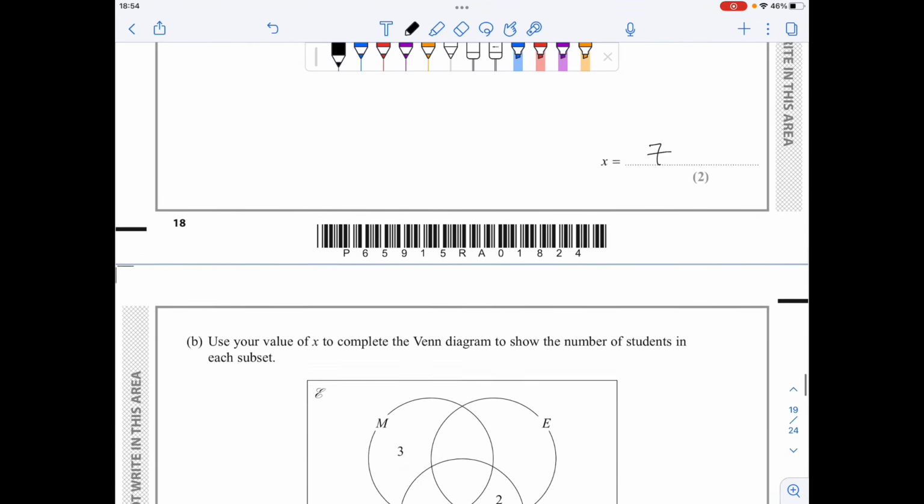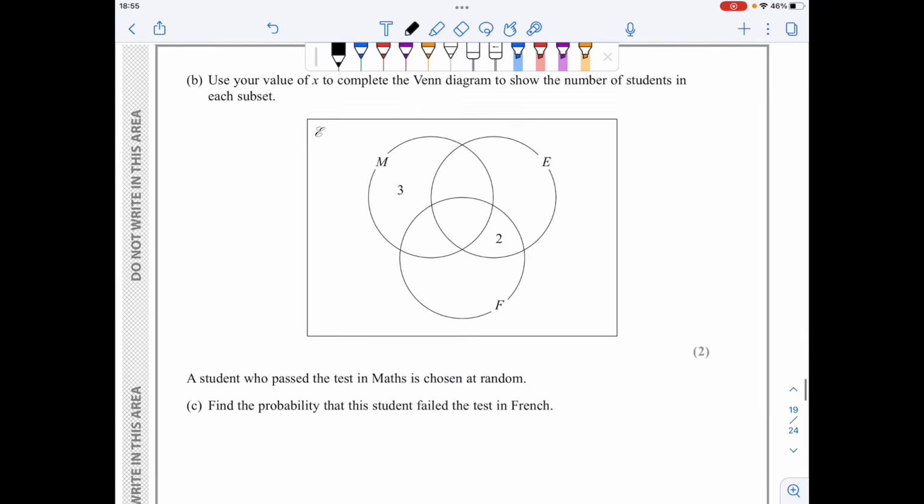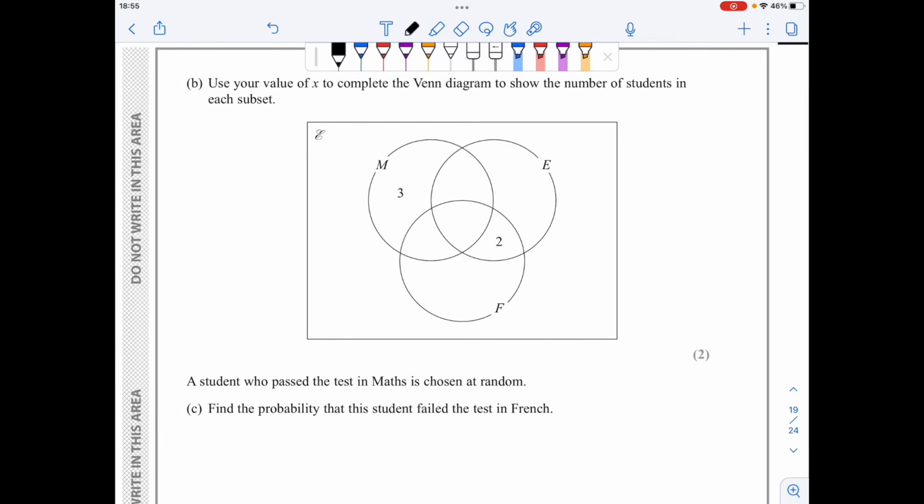Now on the next page, I'm asked to complete the Venn diagram with the x I found. So this region is 18 minus 7, which is 11. The middle region is x, which is 7. This one is 11 minus x, so 11 minus 7, which is 4. The bottom one is 1 anyway. That's 0 and 4.